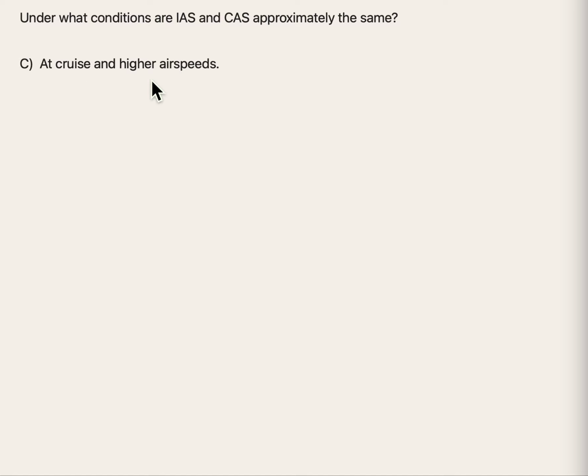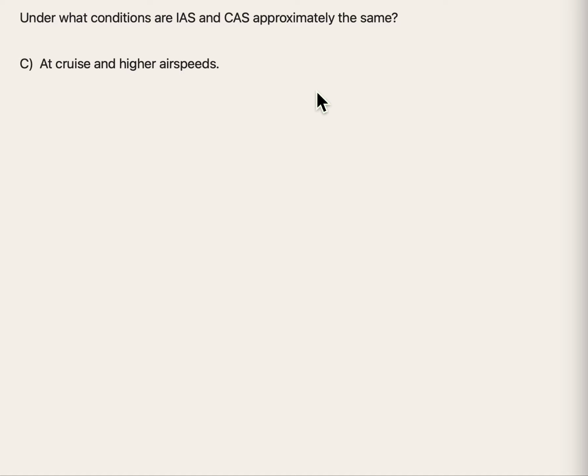And that's at cruise and higher airspeeds. So calibrated airspeed is indicated airspeed corrected for installation error and instrument error. It is not possible to eliminate all errors throughout the airspeed operating range. At certain airspeeds and with certain flap settings, the installation and instrument errors may total several knots.